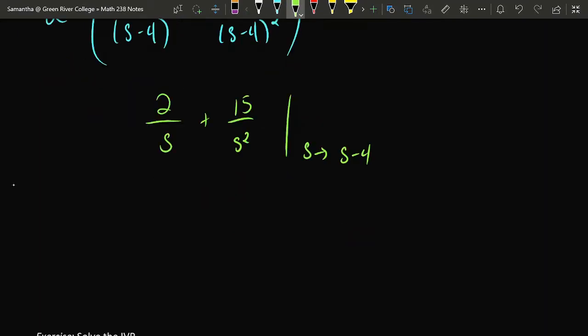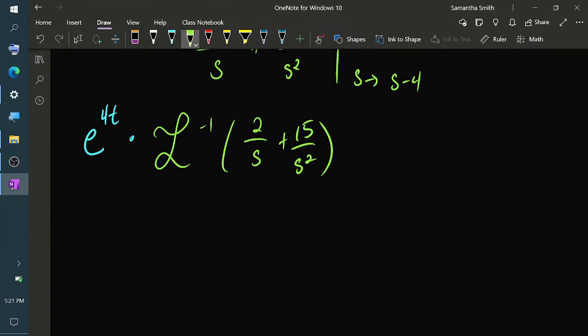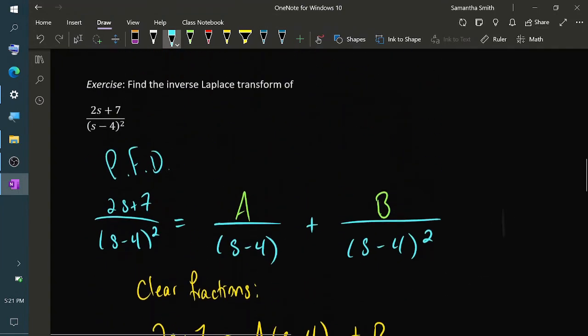So what I'm going to do is find the inverse transform of the unshifted function, and I'm going to multiply the result by the exponential corresponding to a constant multiple of that 4. Now, using the table, the inverse transform of the unshifted function is equal to just 2 plus 15 multiplied by t. So if I take that and multiply the result by our e to the 4t, this function will be the inverse Laplace transform of the expression that we were given in this exercise.